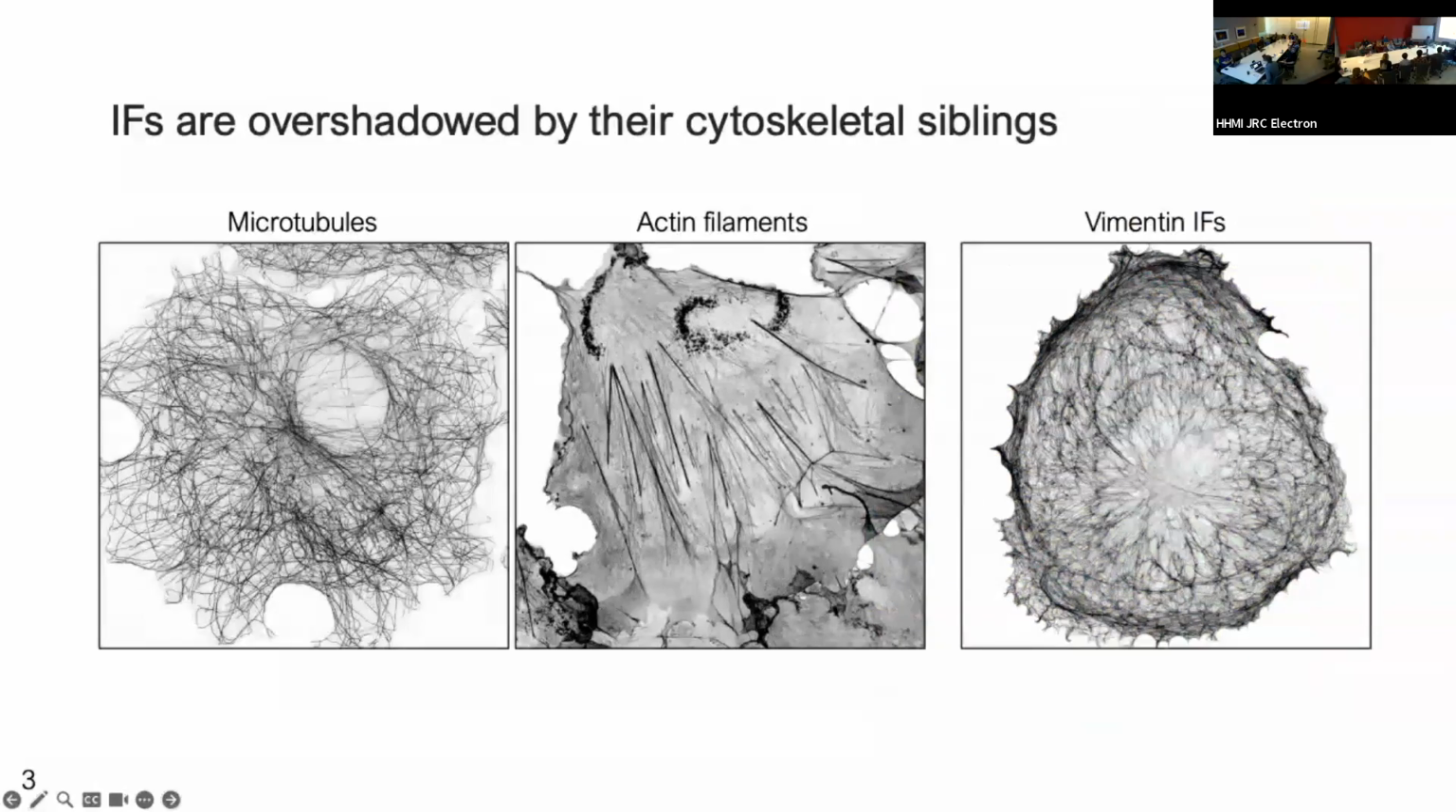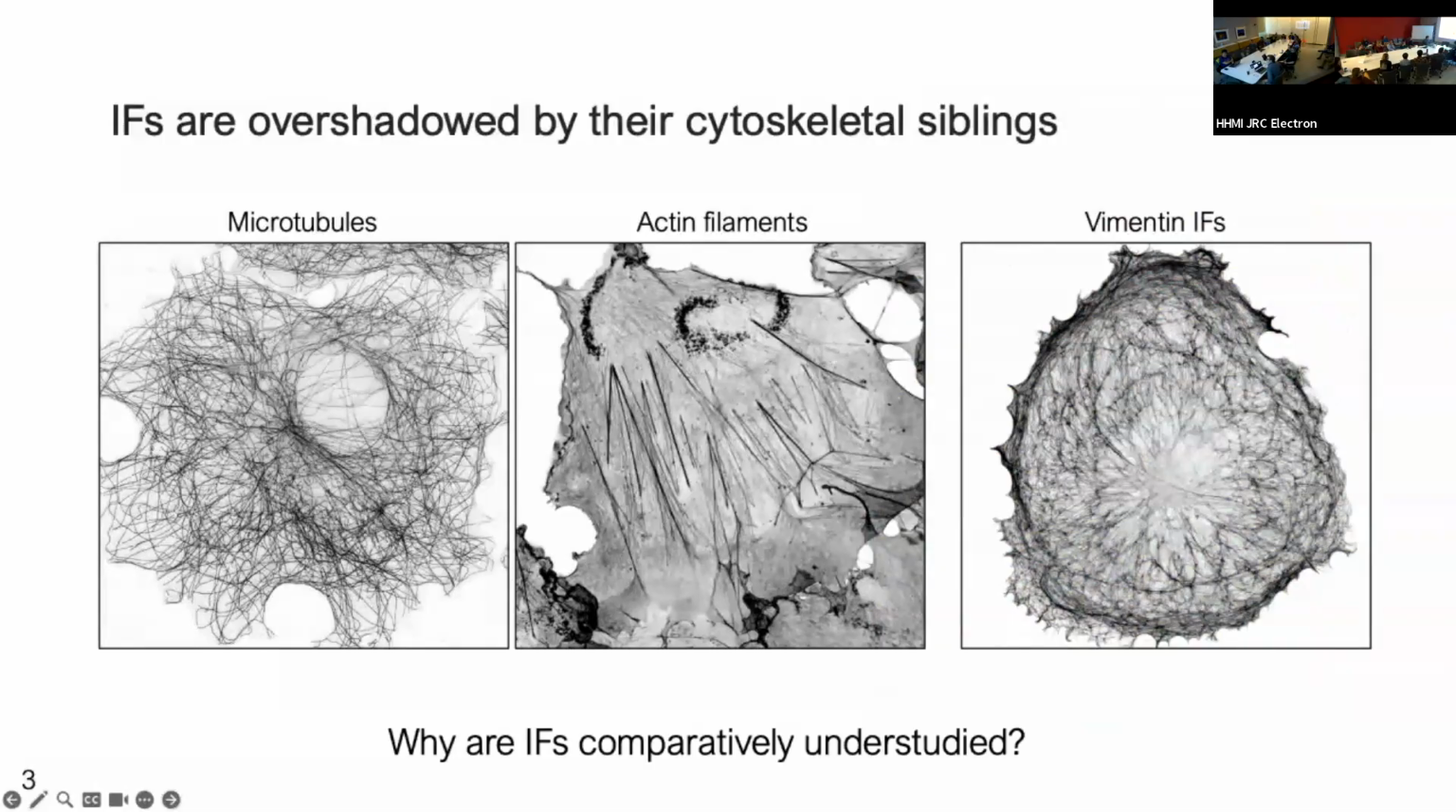But as I alluded to at the beginning, IFs are definitely overshadowed by their cytoskeletal siblings. Here we have an image of a microtubule network on the left, actin filaments in the center, and vimentin IFs on the right. And I could never really figure out why this was the case. Why are they so much less studied? Why are there so many fewer papers? Is it just that they're less interesting? I mean, maybe, but I don't think that's the case.